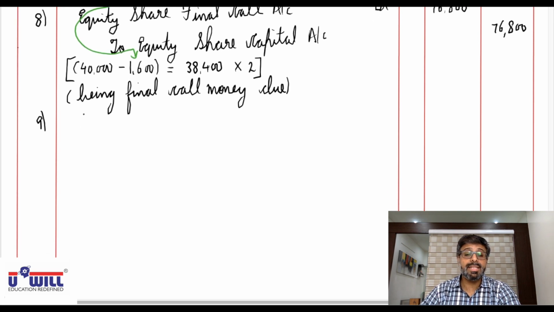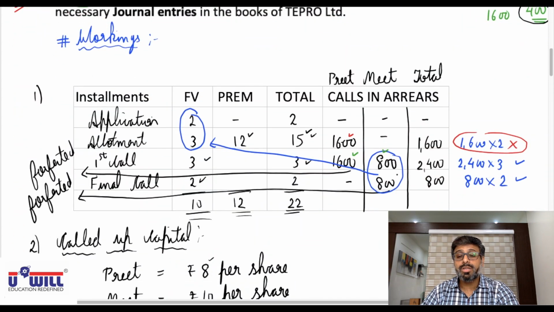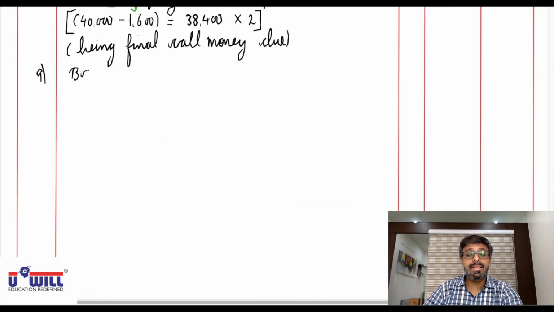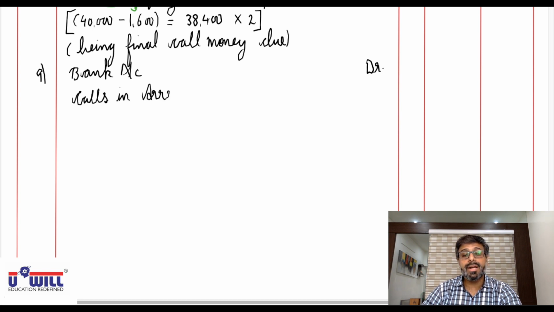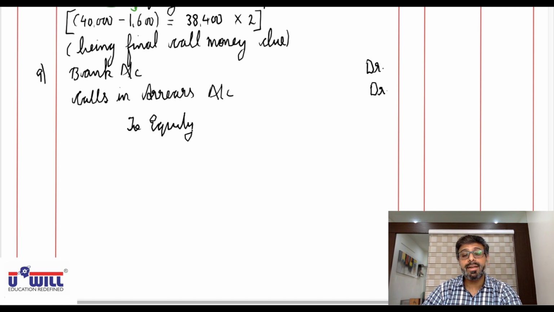Then final call money received. Calls in arrears are there of Meet now in final call. So again a combined entry will come. Bank is the receiver. Debit the receiver. Bank account debit with the money received. Calls in arrears are still receivables. Debit the receivable. So calls in arrears account debit with the money not received. To equity share final call account.